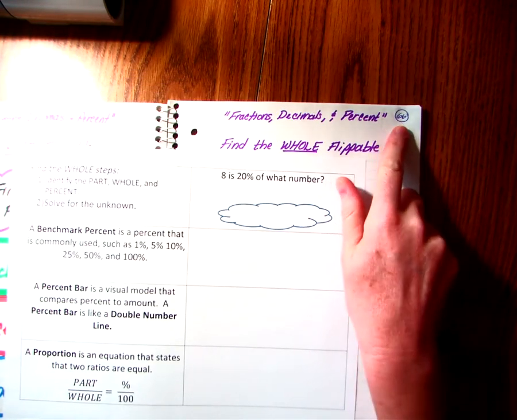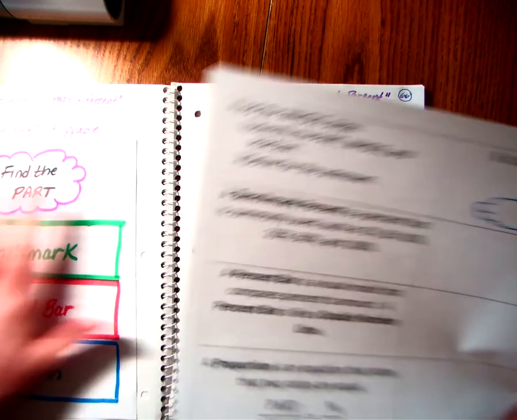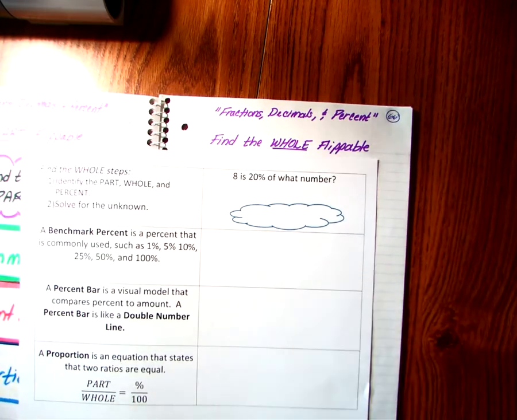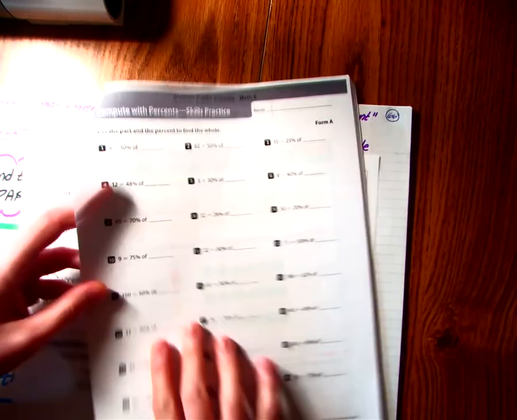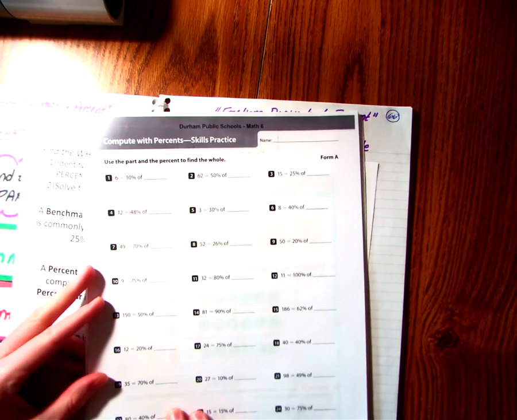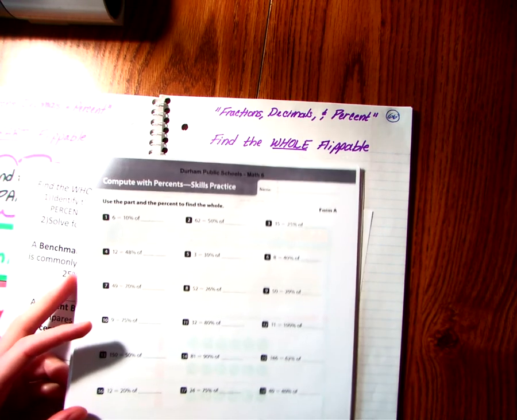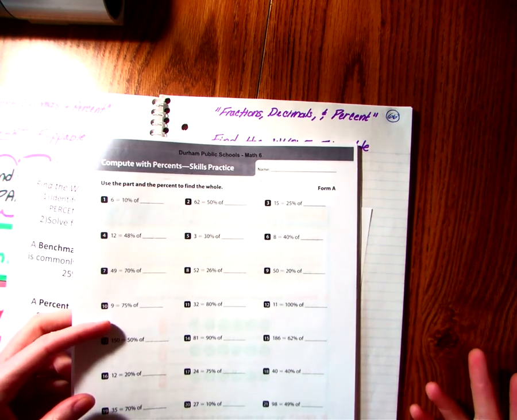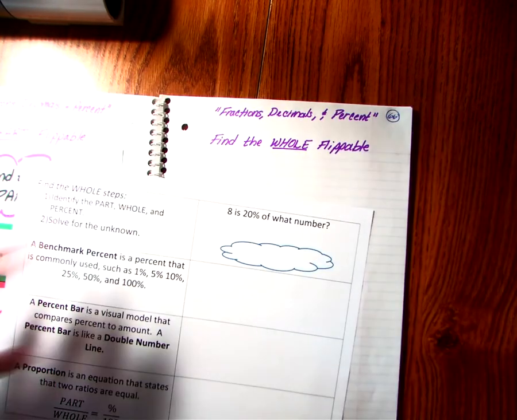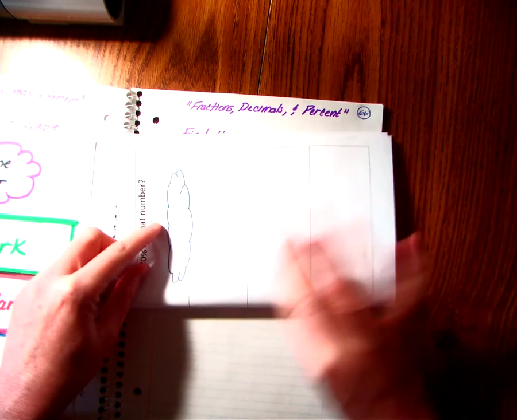So to be with me, I am on page 66. Find the whole flippable. We're going to break it down exactly the same way we did find the part. And then this flippable will associate with the day two activities. They word it a little different than I do. They're like 10% of blank equals 6. Traditionally, it would be 6 is 10% of what number? So they write it a little backwards from what I have seen as the customary way to write it in other textbooks. Which is fine. They're probably taking this from a particular textbook. I just don't know which one.